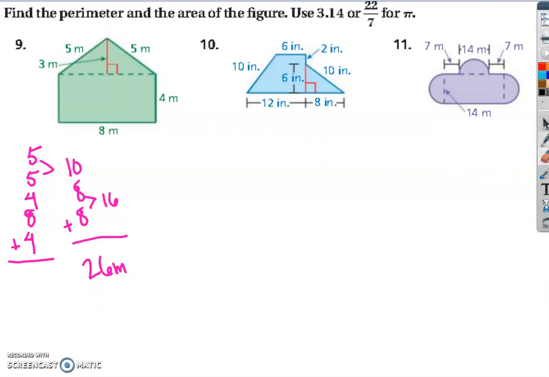So let's keep going. We did the perimeter. This is the perimeter. That might be helpful to label. Now we're going to do the area. Area of composite figures is to divide that shape into parts, find that area of each part, and then add the parts together.